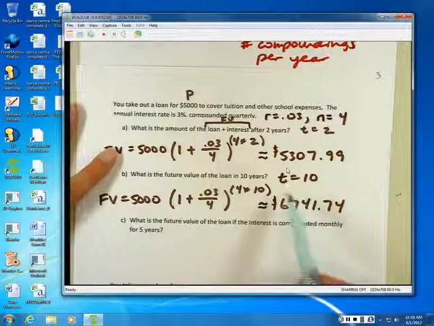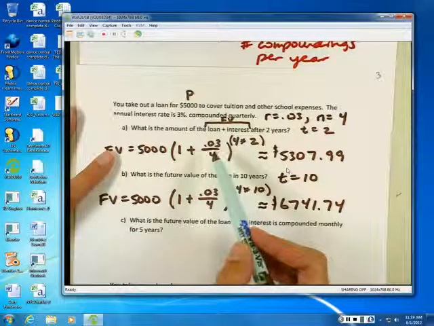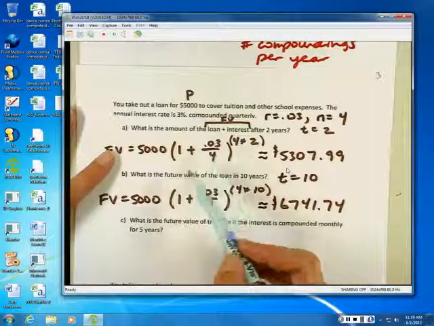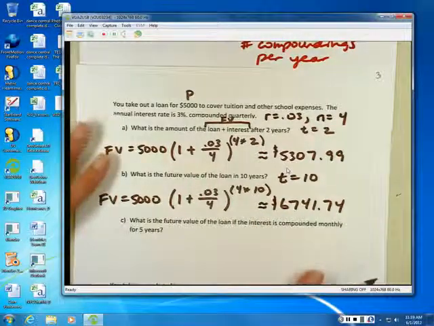Every 3 months, every 1/4 of a year, they figure out the interest and add it back in, and then they're going to figure out the interest on that amount, so it grows pretty quick.